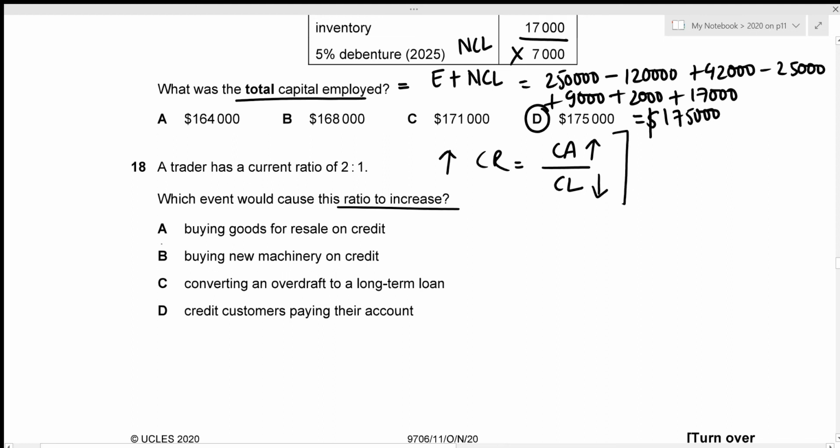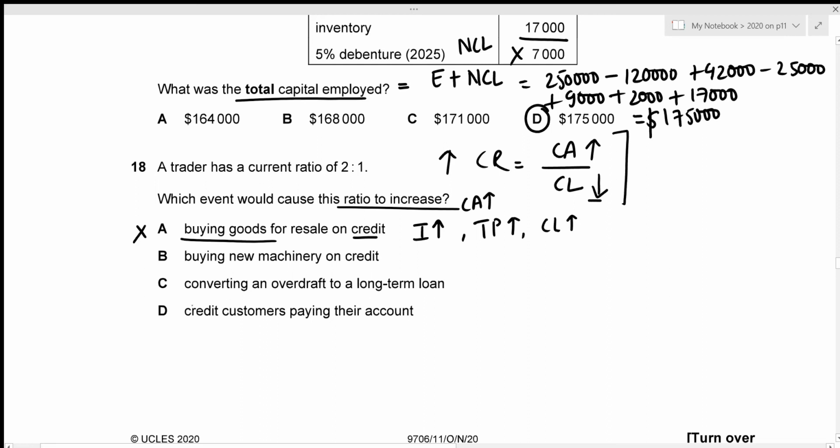Now for the first option, we are given buying goods for resale on credit. So whenever we buy goods, this obviously increases the inventory, right? And we are purchasing it on credit, which means that we are also increasing our trade payables. So inventory is current assets. So current assets is being increased and the current liabilities is also increasing, but we require our current liabilities to decrease. So the condition does not match here, which means that our option A will be incorrect.